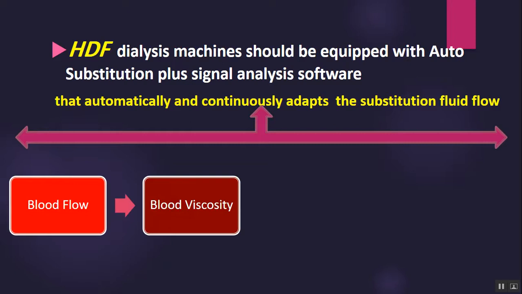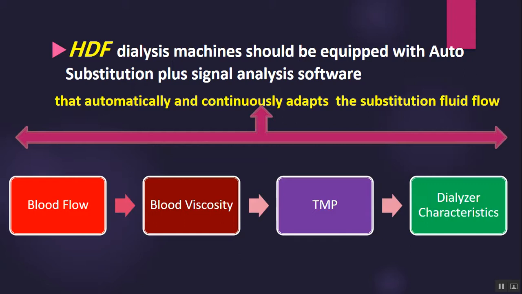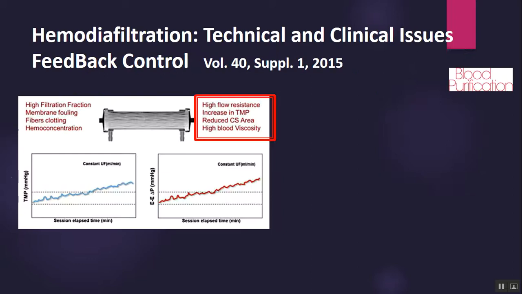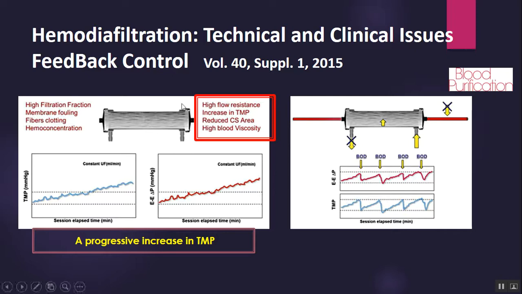Hemodiafiltration depends on blood flow and extensive ultrafiltration, making a high blood viscosity, with subsequent increase in transmembrane pressure, and it depends on dialyzer characteristics. In the hemodialysis machine, there is a feedback control, meaning that with the increase in ultrafiltration through the whole length of the dialyzer, there is hemoconcentration and protein concentration, which makes the membrane become clogged by proteins.